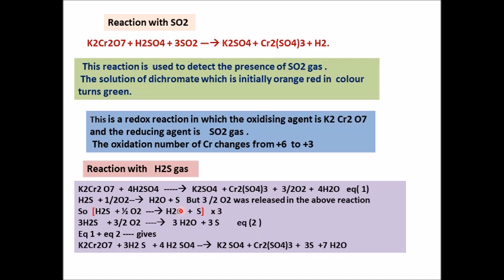Now, reaction with H2S gas. Again you will find that here also the solution turns green, and the nascent oxygen released by acidified K2Cr2O7 reacts with H2S to liberate sulfur. It simply removes sulfur from H2S, and that sulfur gets precipitated as solid sulfur, while the solution turns green due to formation of Cr2(SO4)3.